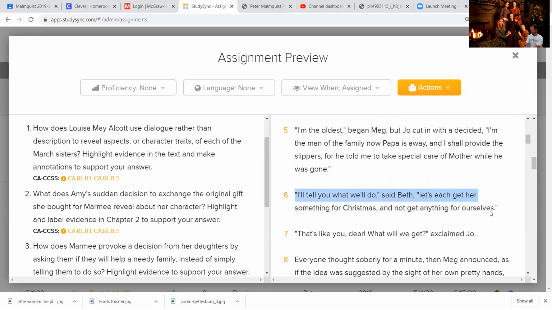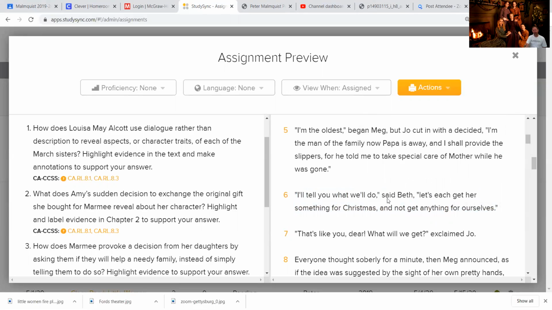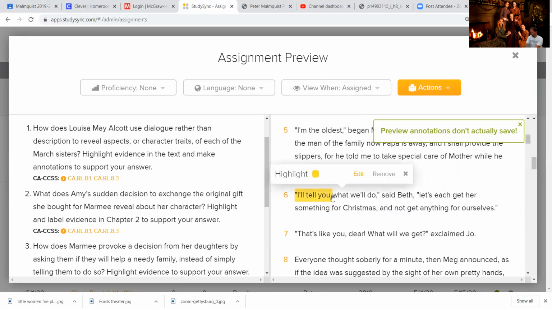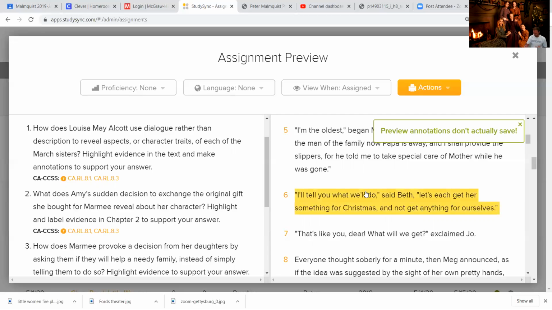Sorry, I'm going to highlight it. Okay, create a highlight. Oh, didn't do it. That's all right. In paragraph 6, you guys, I didn't highlight the entire thing. Let me see if I can get it going. There we go. So this is for Beth, and it suggests that Beth is thoughtful, okay? We're looking at her thoughtfulness in her suggestion where she's saying we're not going to get anything for ourselves, we're going to get something for our mom.